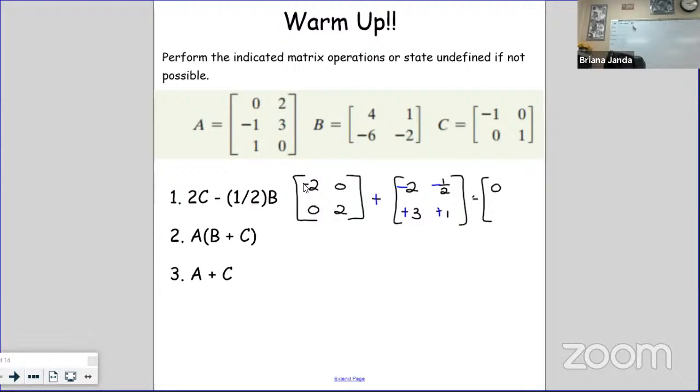0 plus -1/2 would be -1/2. 0 plus 3 would be 3. 2 plus 1 would be 3. Questions on that first one?